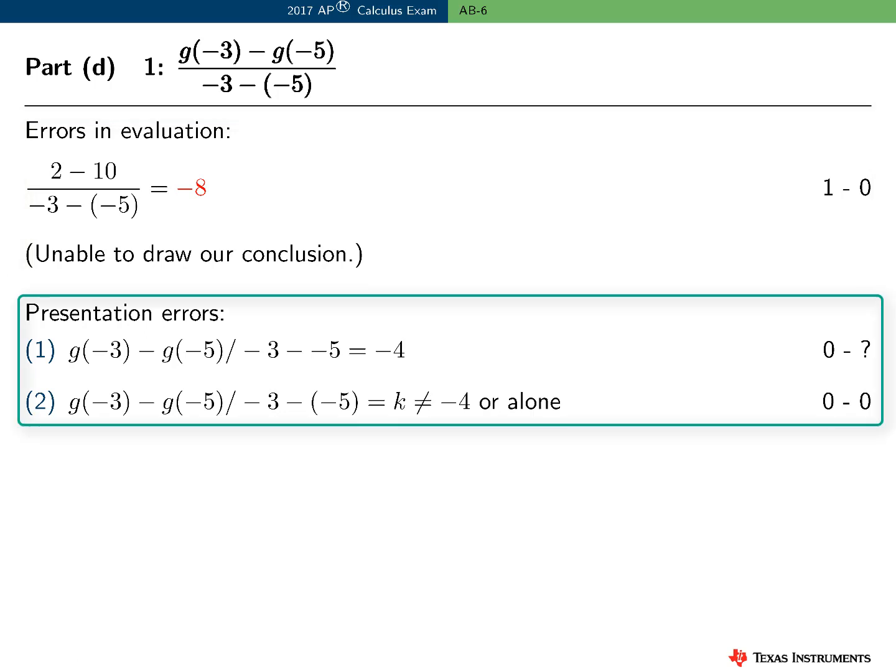Here are a couple of examples of some common presentation errors. In the first example, there are some missing parentheses here, but the student has still evaluated this expression to get a -4. They do not earn the first point, but they are eligible for the second. In the second example, there are also some missing parentheses, and in this case the student has evaluated this expression to a value of k not equal to -4. And here the student would earn 0 out of the 2 points in Part D.